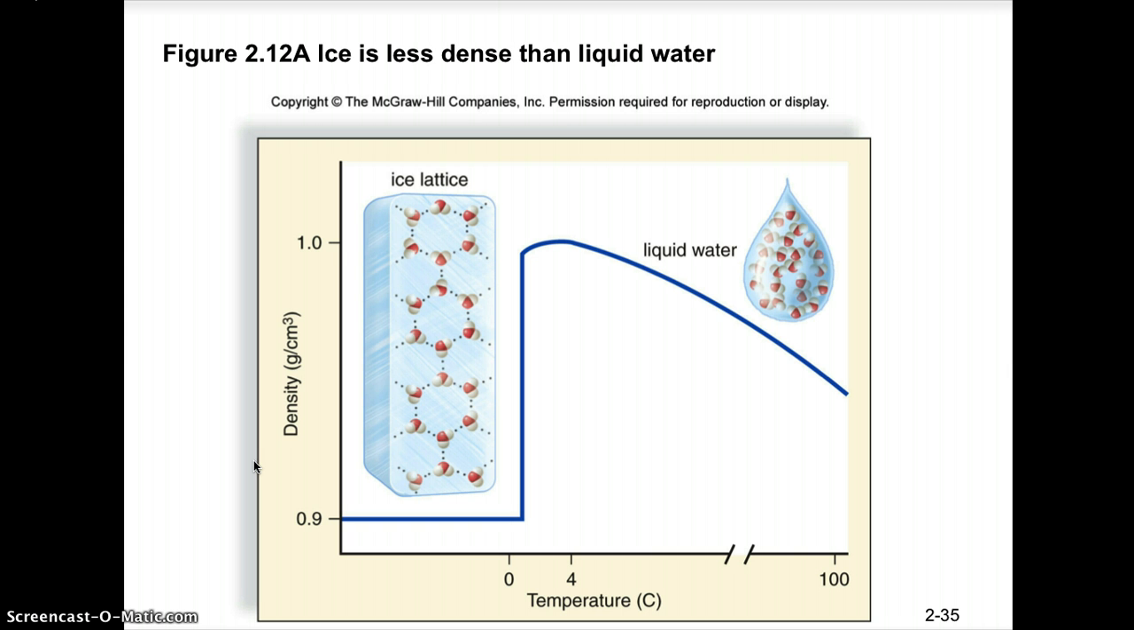So you see that water is most dense at about 4 degrees Celsius, and then as the temperature rises, it goes back down, and actually would extend up a little bit, then it would go back up to 1.0 grams per centimeter cubed.